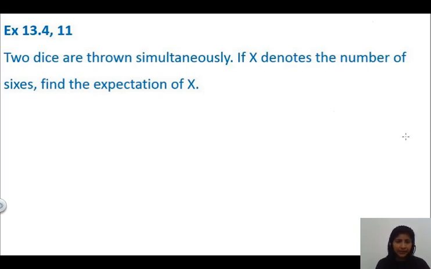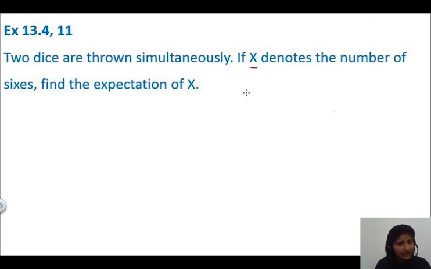Now expectation, mean, or expected value mean the same thing. So we actually have to calculate E of x. First of all, I am showing you a table in which the value of x is 0, 1 and 2, because in throwing two dice it is possible that there is no 6. That means on both the dice we are not getting 6.